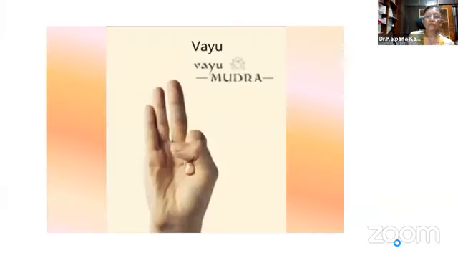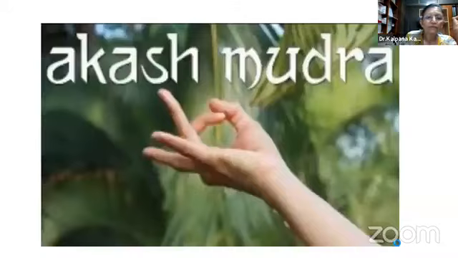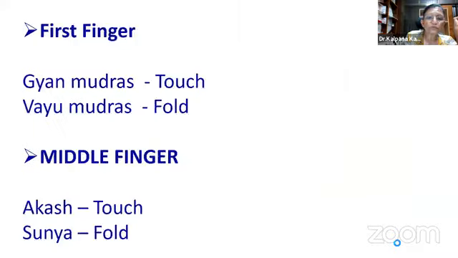Now the Vayu. So we're doing a touch, okay? When you go this way, it becomes Vayu. When you touch, it's Gyan. When you go this way, it's Vayu Mudra. So this is pressing. Just go through some of these lines which I wanted to show you. Okay, here. Now let's go through this first. Okay. So the Gyan Mudra is touching, Vayu Mudra is folding.